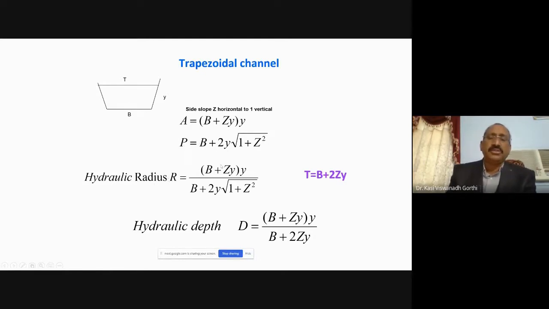Hydraulic radius will be, of course, A by P, and the top width will be B plus 2zy. Hydraulic depth is A by T. So you have the geometric properties for the trapezoidal section.